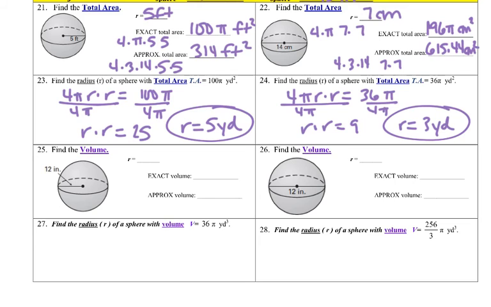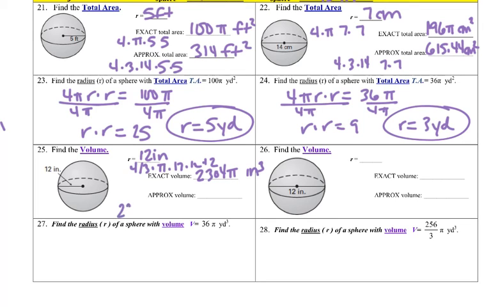Last thing is the volume. That's 12 inches, 4/3 pi r cubed, so 4 divided by 3 times pi times 12 times 12 times 12. And I'm just going to do that on a calculator. So this is 2304 pi inches cubed.